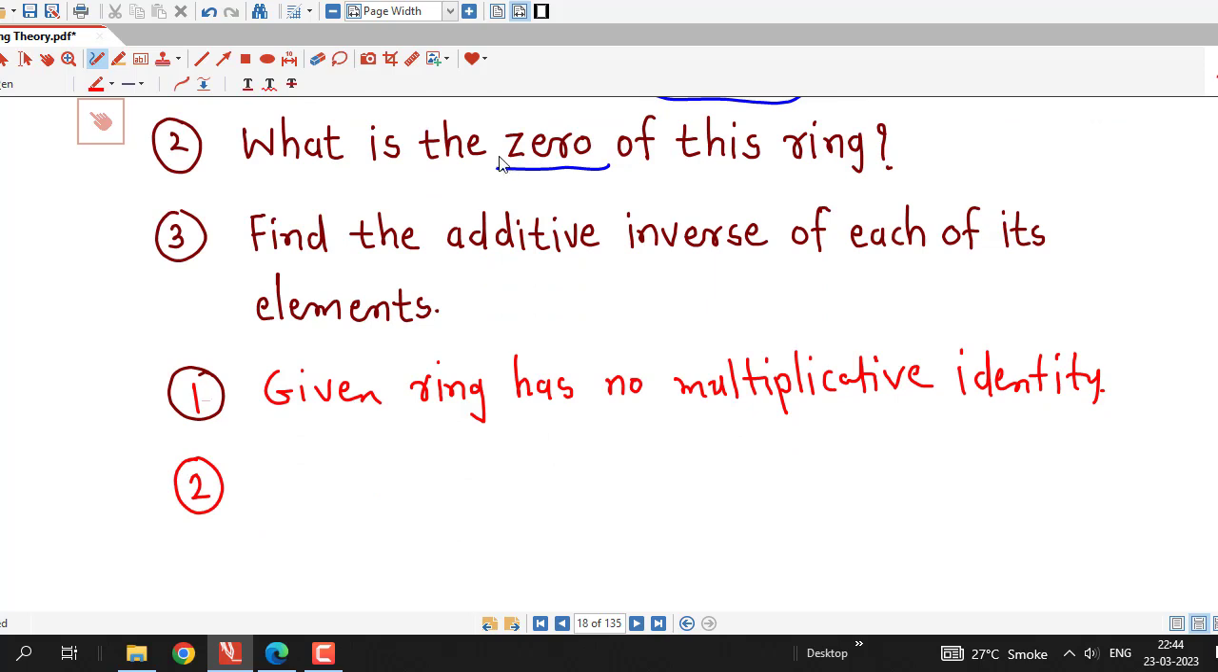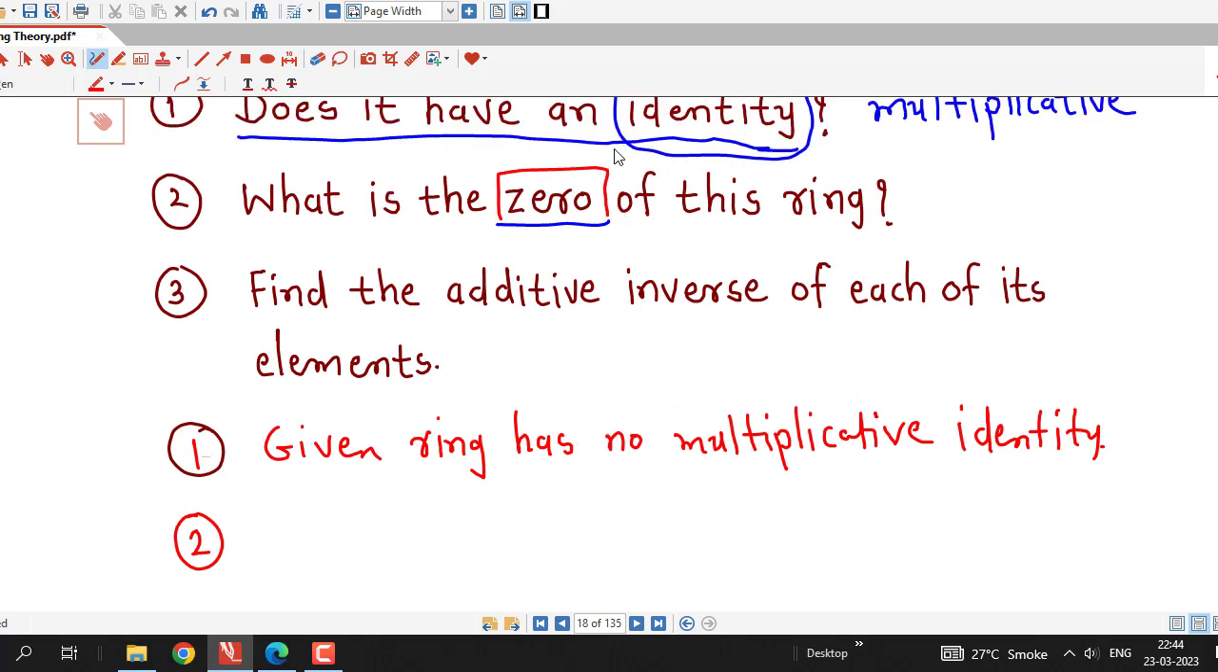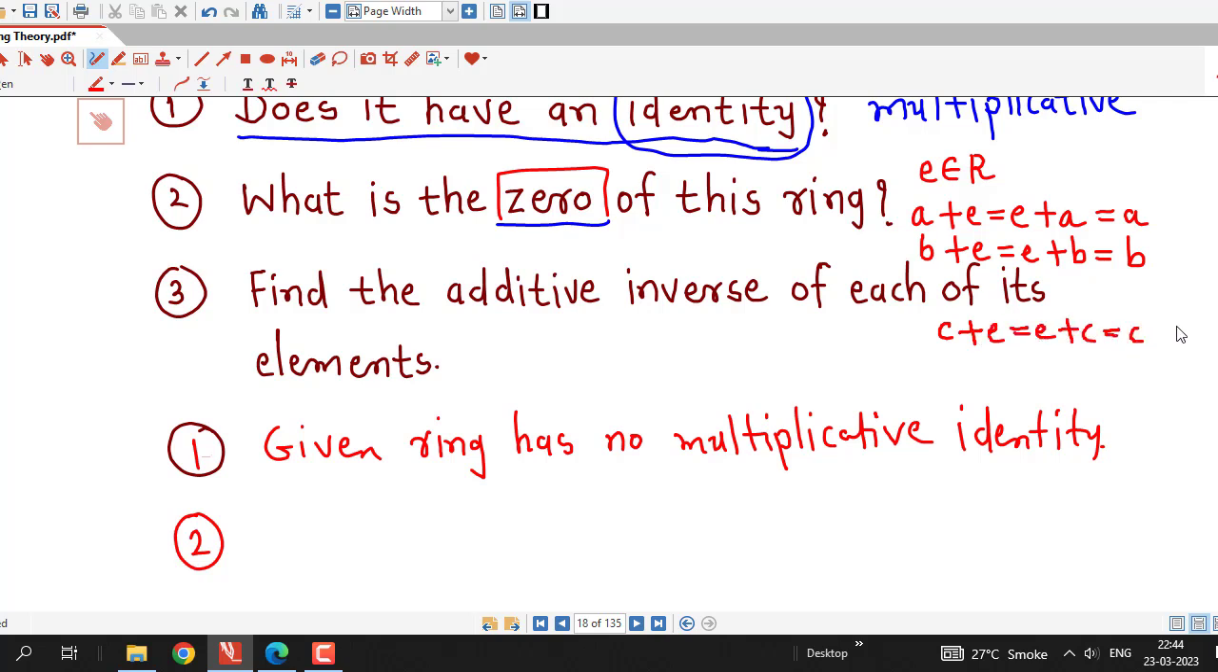Second part is, what is the zero of this ring? Zero means additive identity. That means we have to find out element E in the ring such that this condition is satisfied: A plus E equal to E plus A equal to A for all the elements of the ring. There are 4 elements, so we have to check whether we can find out any element E such that these 4 are satisfied. C plus E equal to E plus C equal to C, and D plus E equal to E plus D equal to D.